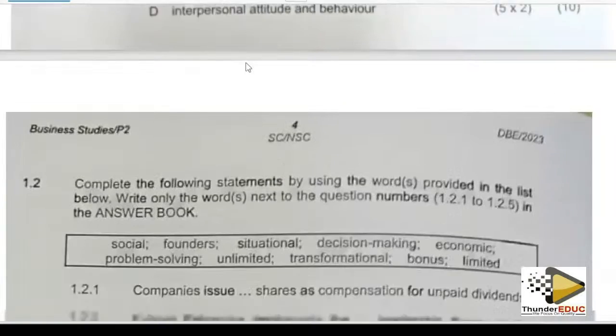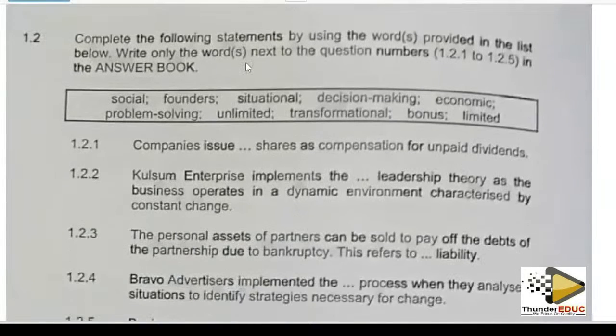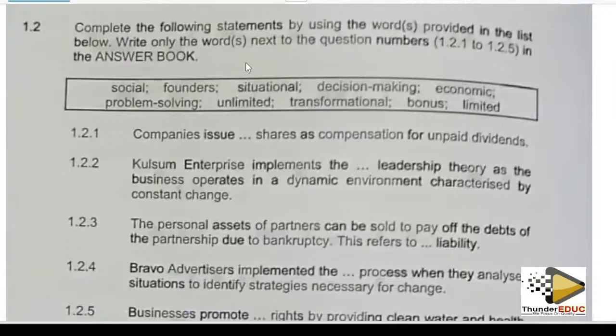Now let's move on. We are still on Section A. Remember, Section A is compulsory, but now we have to move on to the next question, which is 1.1.2. Remember, grade 12, whenever you are dealing with this set of questions, you shouldn't just jump onto answers. You should always make sure that you read to understand the requirement of the question. Question 1.2 reads as follows: complete the following statements by using the words provided in the list below. Write only the words next to the question numbers, and you are given examples there, 1.2.1, 1.2.5, and then you are expected to follow suit.